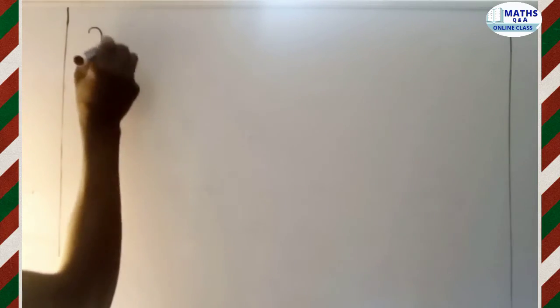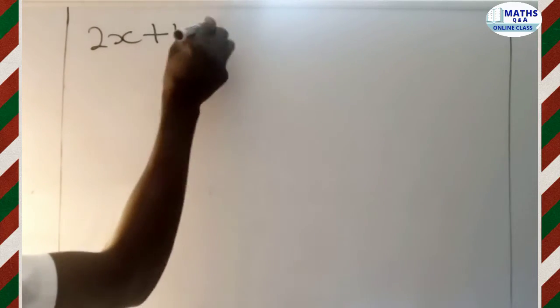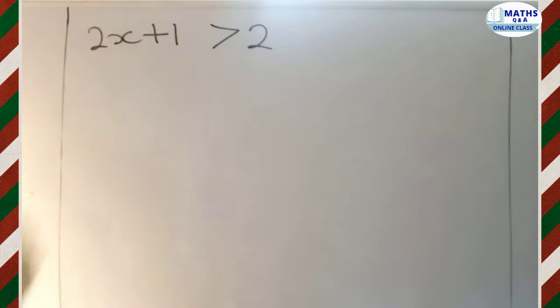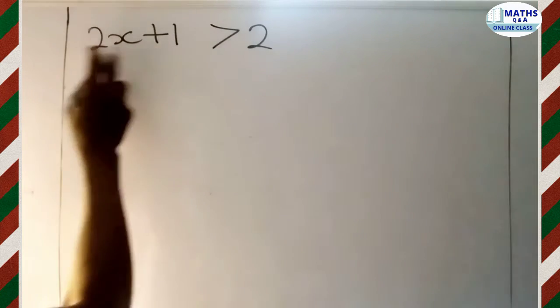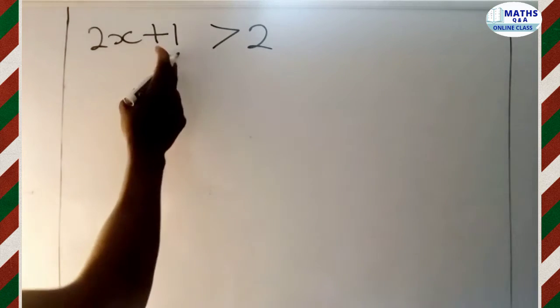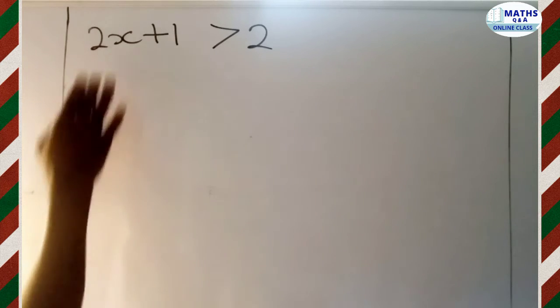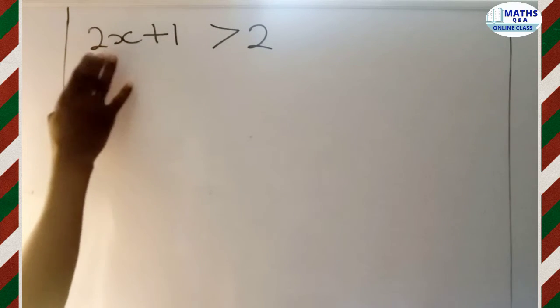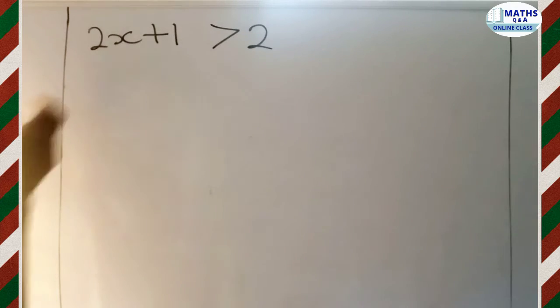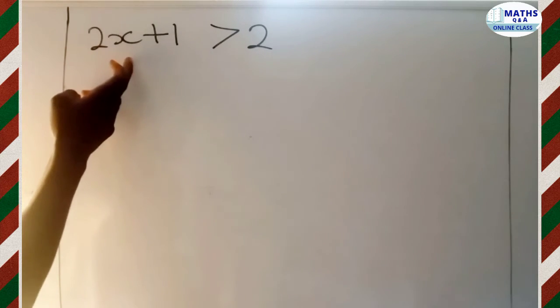Now we have 2x + 1 > 2. So this is the inequality question given to us. Here we have 2x, and we have constant numbers 1 and 2. These are constants because they are not being multiplied by any variable or letter. This is not a constant; it is multiplying x. That means 2 is the coefficient of x, right?